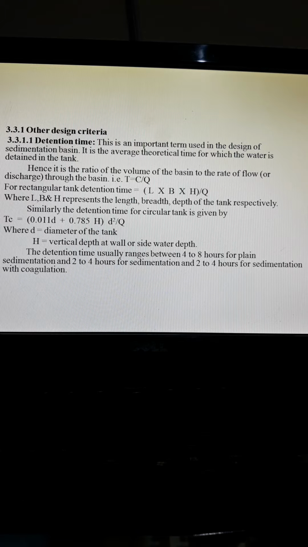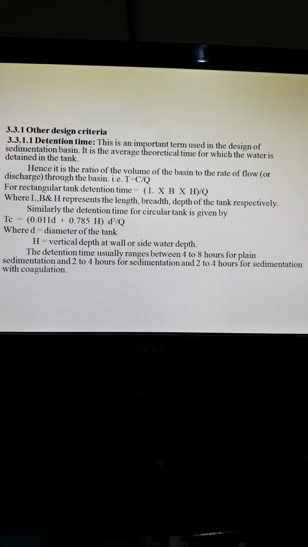Therefore, if we want the time, we will have to divide that volume or capacity of the tank by the discharge, so that the ratio C by Q is nothing but the detention time. For the rectangular tank, the volume or capacity is given by length, breadth and height. Therefore it is L into B into H that will give you the volume, and in the denominator the flow, that is expressed in terms of the letter Q. Therefore for rectangular tanks the detention time is LBH divided by Q.